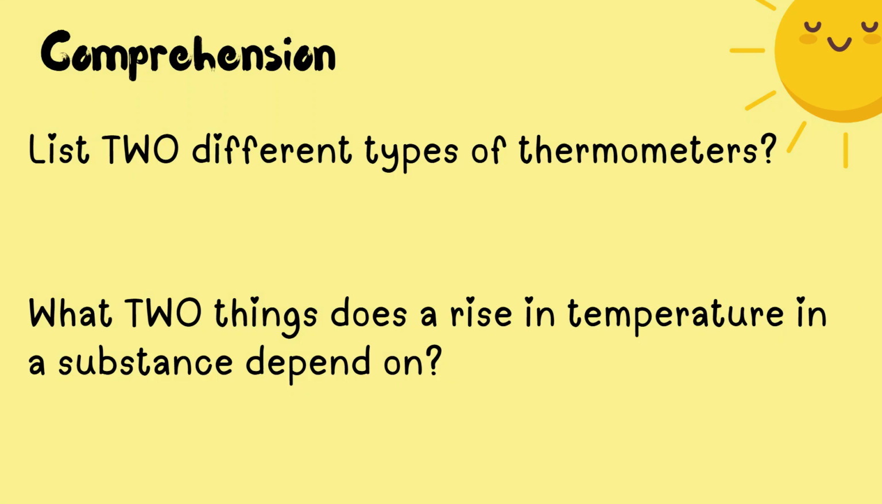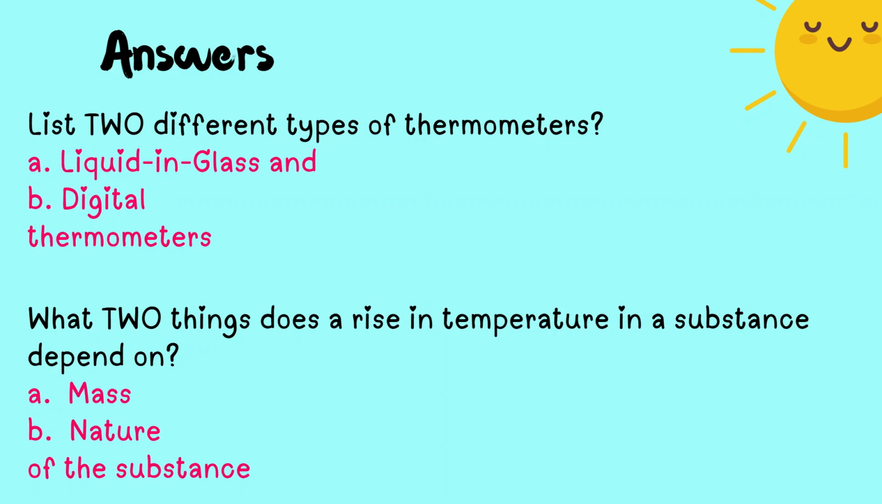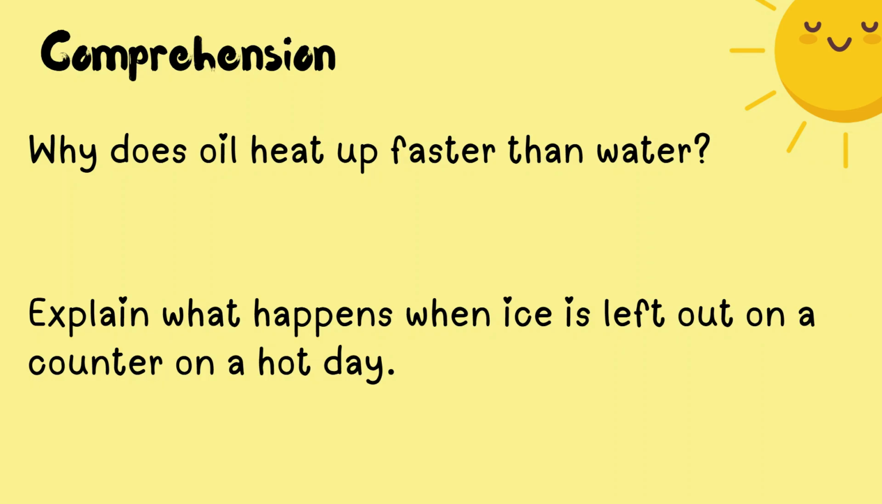Comprehension. List two different types of thermometers and what two things a rise in temperature in a substance depends on. Two different types of thermometers are liquid in glass and digital thermometers. Two things a rise in temperature in a substance depends on are mass and the nature of the substance.